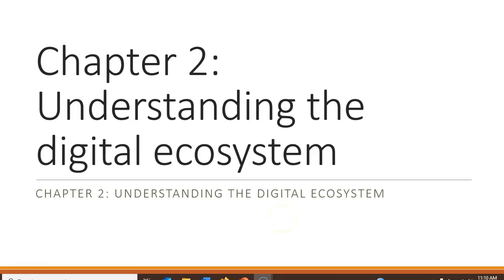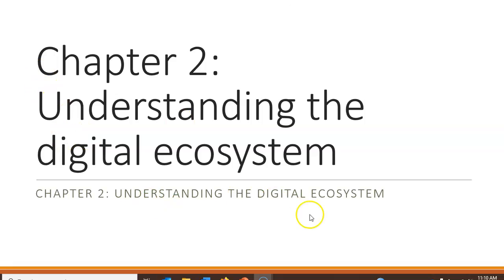So this is chapter 2 for online marketing. And in chapter 2, we're talking a little bit about the digital ecosystem and all of the parts of a marketing ecosystem for online and digital marketing. A lot of the stuff in chapter 2 is just an introduction to various things that are going to be looked at further in depth throughout the textbook.